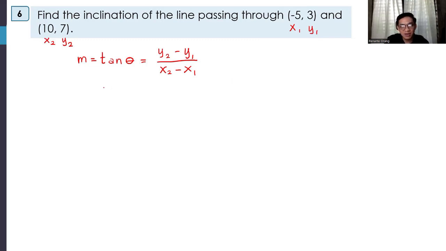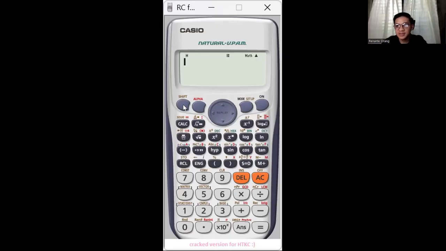Let's substitute everything, class. We have tangent theta is equivalent to our y sub 2, which is 7, minus y sub 1, which is 3, divided by x sub 2 which is 10, and our x sub 1, so minus negative 5. And let's use our calculator. Make sure first that we are in degrees. Shift, mode, then 3 for degrees. Then let's type it. 7 minus 3 divided by 10 minus negative 5 equals.